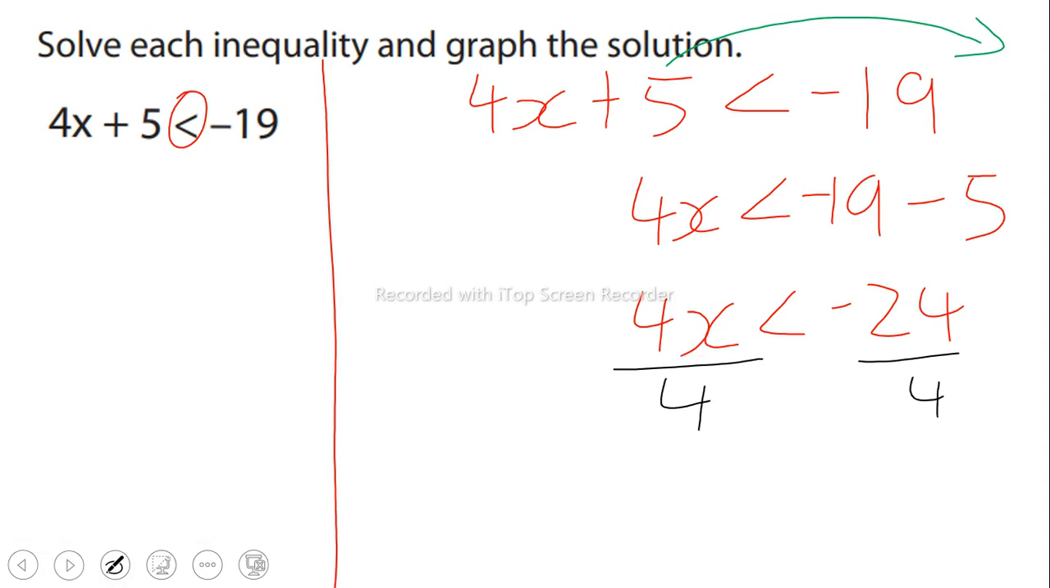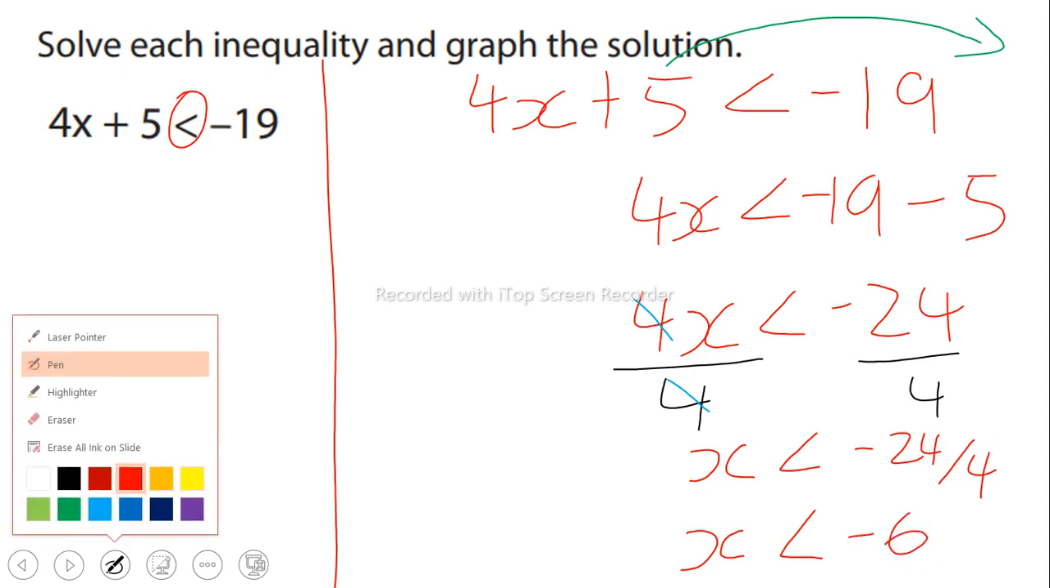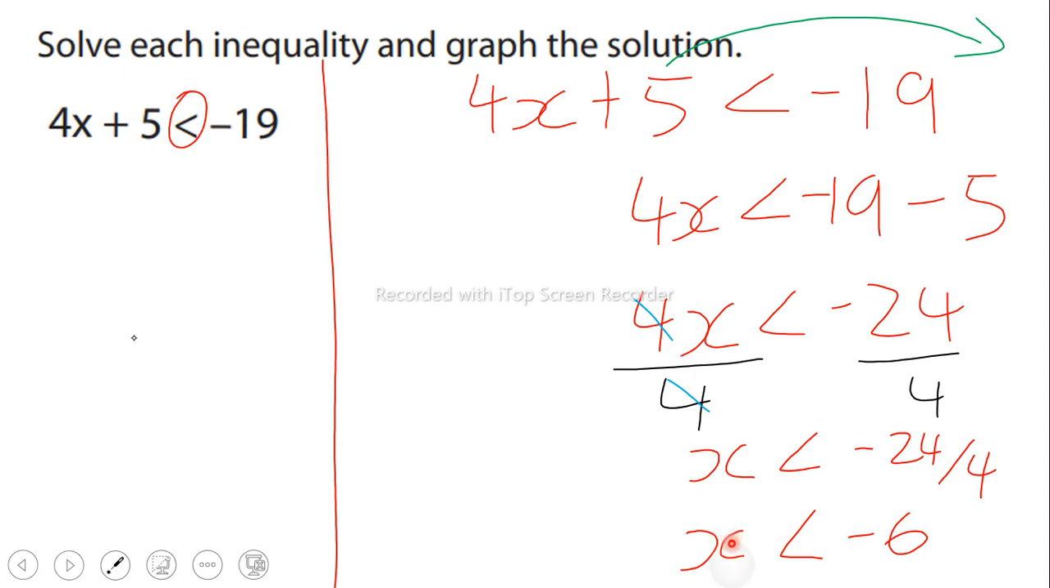Next, what we do at this point, we are going to do what? Cancel. So these two cancel. So we're going to be left with x is strictly less than negative 24 divided by 4. And so now we have x is strictly less than, what is negative 24 divided by 4? Negative 6. Alright, negative 6. So now how do we read this statement? X is less than negative 6. Very good.